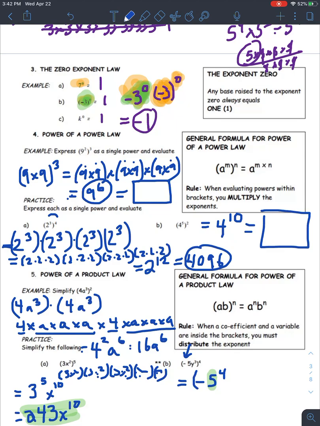So this is negative 5 in brackets to the power of 4 times y to the power of, let's see, there are 3 y's on the inside of the bracket, and you're going to have 1, 2, 3, 4 brackets. Each one of them is going to have 3 y's, 3, 6, 9, 12 y's. There you go. 3 times 4 is 12. Now this equals negative 5 times negative 5 is positive 25, times negative 5 is negative 125, times negative 5 is positive 625.